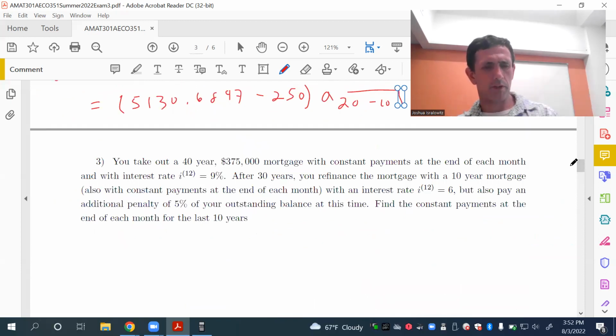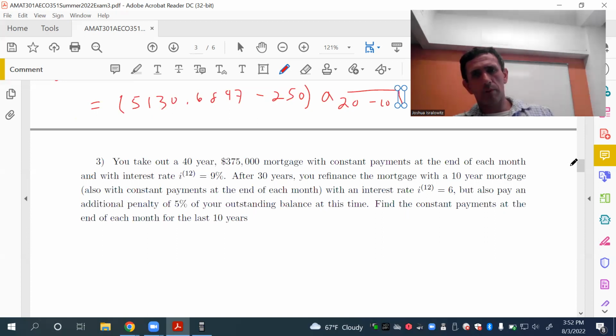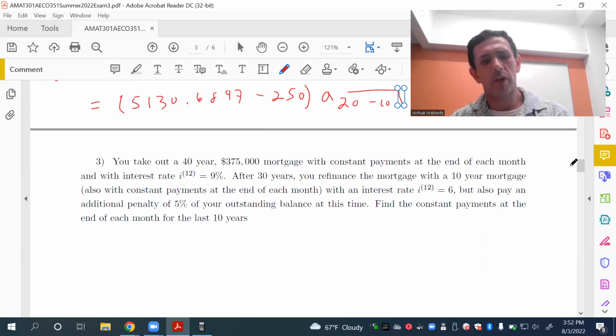Okay, fairly straightforward refinancing problem. They take out a loan, 40-year, 375,000, constant payments, 9% nominal monthly interest. At 30 years, you refinance this mortgage with a 10-year mortgage with an interest rate of 6% nominal semi-annual. Forgot the percent sign, but you also pay a 5% penalty of your outstanding balance at this time. Find out what the new monthly payments are.